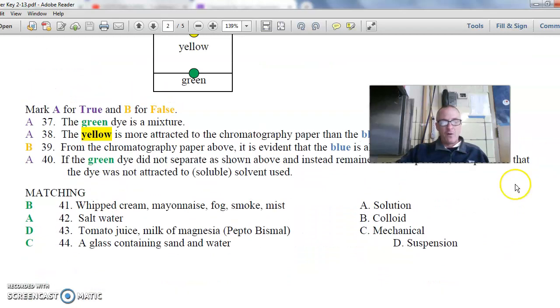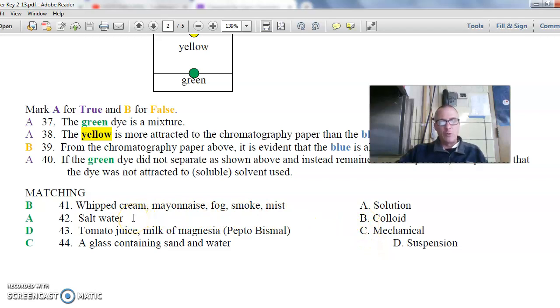41 through 44, our final questions right here. Let's take a look at what we have here. 41, what's whipped cream, mayonnaise, fog, smoke, mist? That is tiny little particles that remain suspended. Gravity doesn't pull those out. They are mixtures called, letter B, colloids.